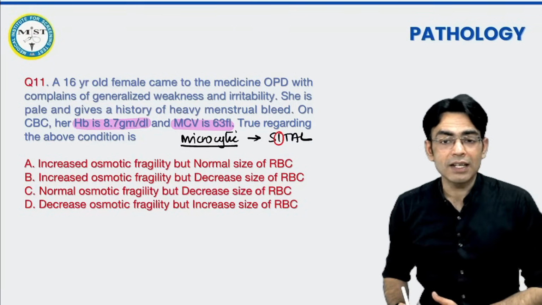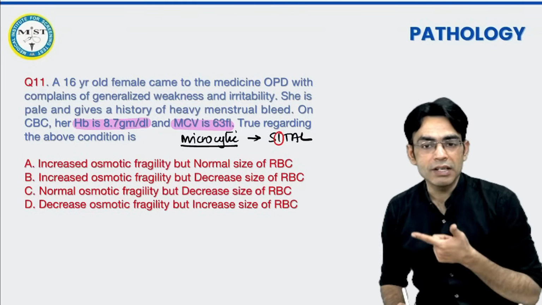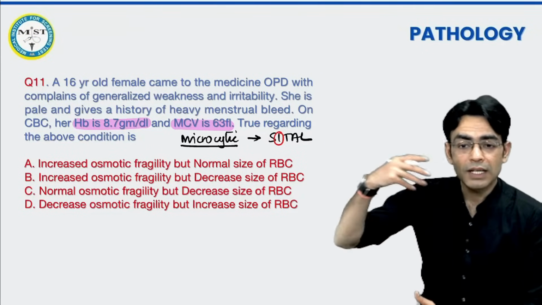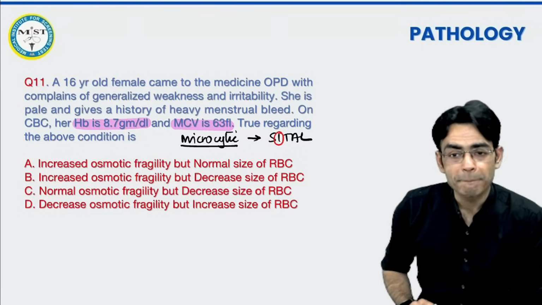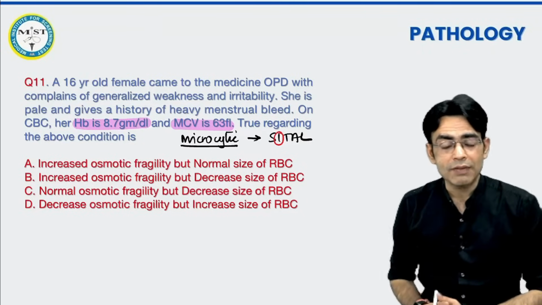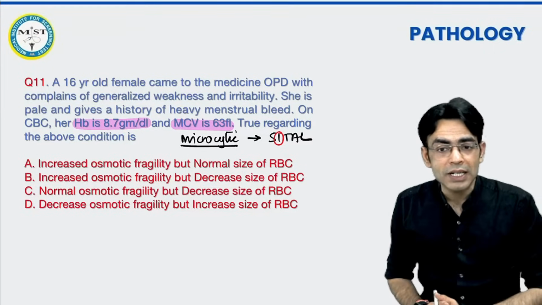Osmotic fragility changes in thalassemia. It changes in hereditary spherocytosis. Hereditary spherocytosis में the osmotic fragility is very high because RBC becomes very fragile. Thalassemia में ऐसा नहीं होता. But this is the case of iron deficiency anemia more commonly. Is there any change in the RBC osmotic fragility in iron deficiency anemia?